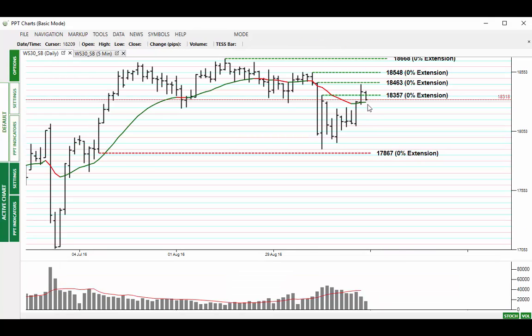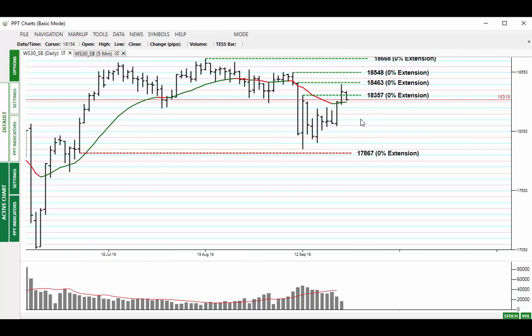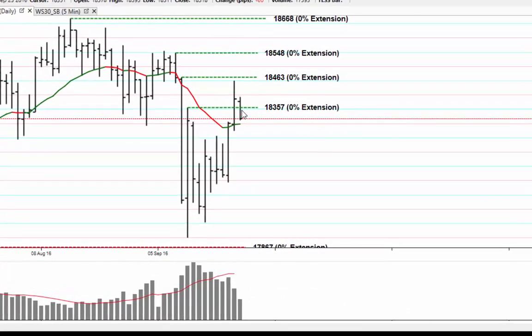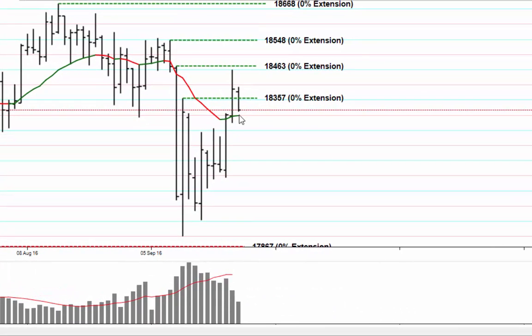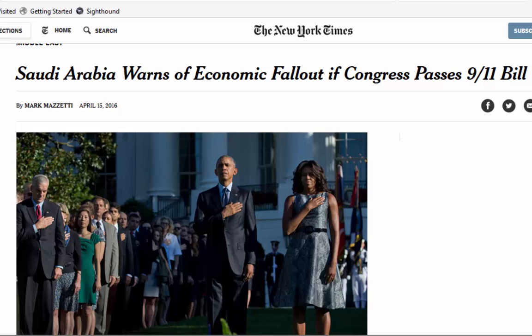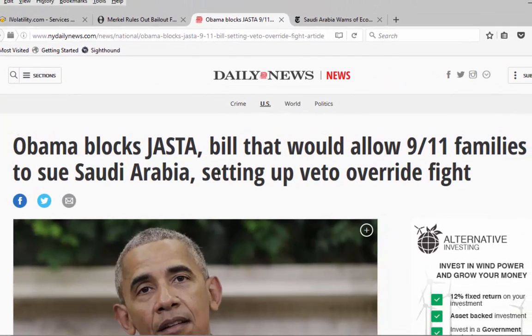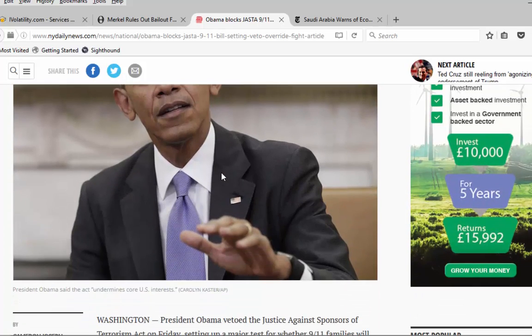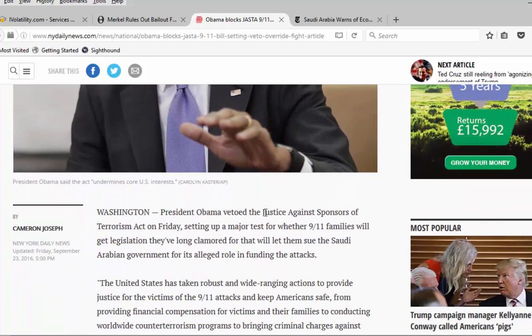In the daily chart, the market obviously sideways for Friday. You can see that here, putting in a reversal, also an inside bar. And the reason the market was so quiet, I have discovered, and I'd forgotten about this, is that on Friday last, the US Congress were voting on JASTA, which is, what does it stand for? We've got one, Justice Against Sponsors of Terrorism Act. Now, why is this important?